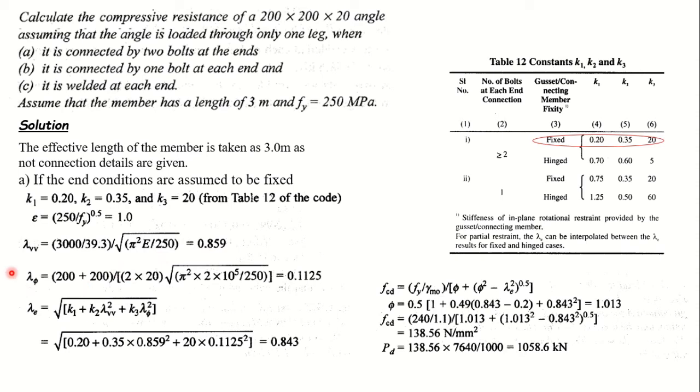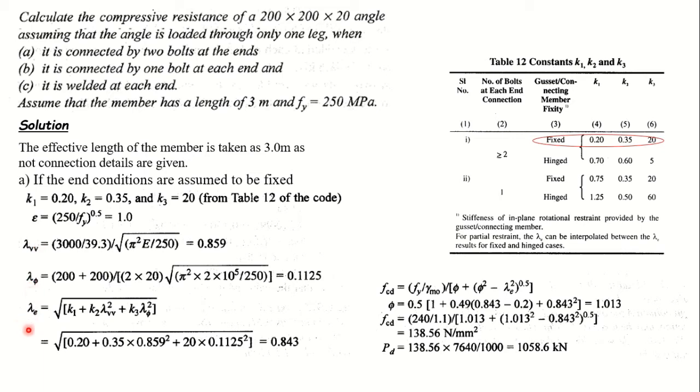Similarly, what about lambda phi? It will be B1 plus B2 divided by 2T, the whole thing divided by epsilon into root of pi square E divided by 250. Since it is an ISA 200 by 200 by 20 equal angle section, B1 and B2 will be equal to 200. So 200 plus 200 divided by 2T, that is 2 into 20, where T is the thickness of the angle section. For this, the lambda phi value comes out to be 0.1125. We got lambda VV as well as lambda phi.